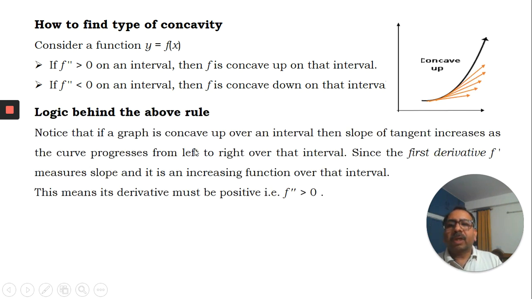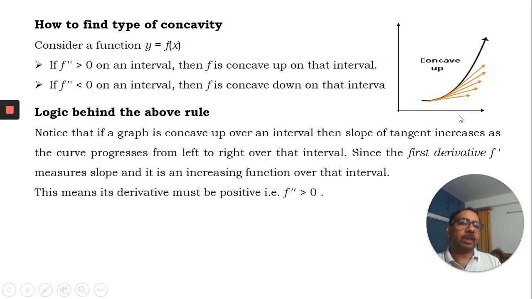Notice that if a graph is concave up over an interval, then the slope of the tangents increases as the curve progresses from left to right. Now see this picture of a concave upward curve. I have drawn various tangents. As I move in this direction, this is one tangent, second tangent, third tangent, fourth tangent. You can easily check that the slope of the tangent increases as I go in this direction. It means the slope function is a monotonically increasing function.